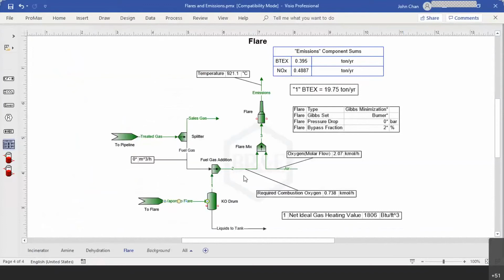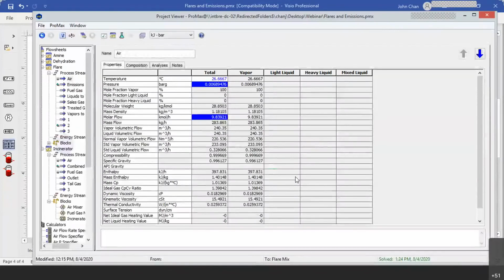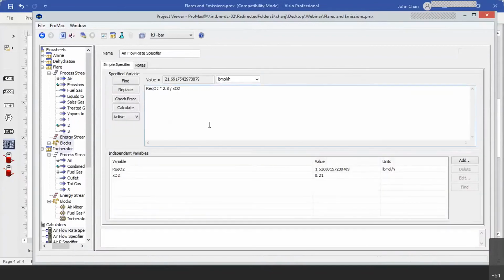Another point that I want to point out is the amount of oxygen that we are feeding into the flare here. If I go to the molar flow, you can see that I also have a simple specifier that is set up. If I go to this simple specifier, you can see that the excess oxygen being fed is 180%. So this is much higher than the 20% that we saw in the example just now.